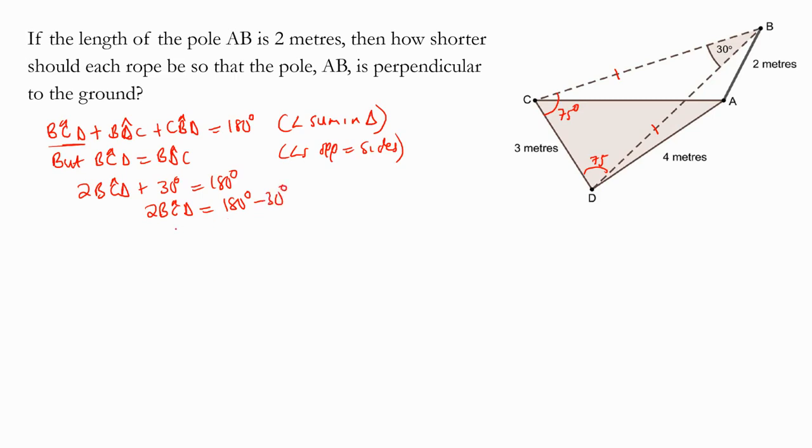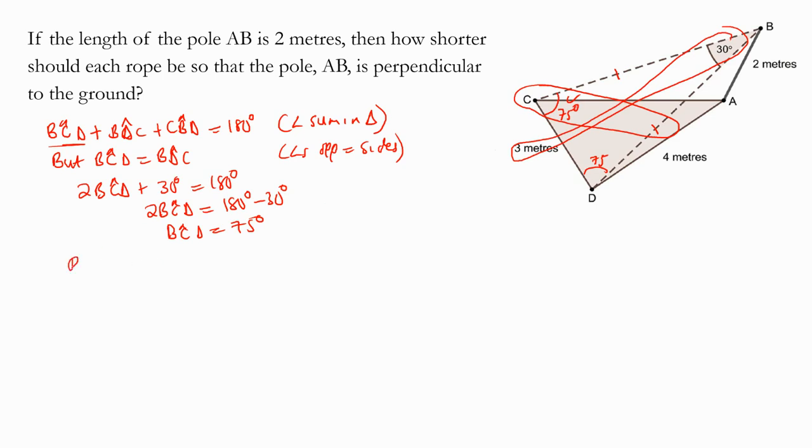Okay, then divide by 2, we get that BCD is equal to 75 degrees. Now we know that this angle here is 75 degrees, this one is 75 degrees. Now using the sine rule, angle goes with the side, and even this one, angle goes with the side. See that?